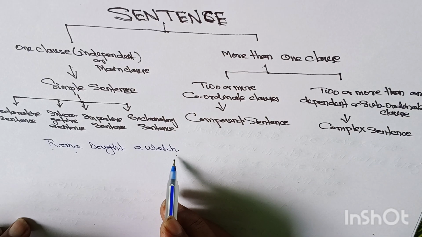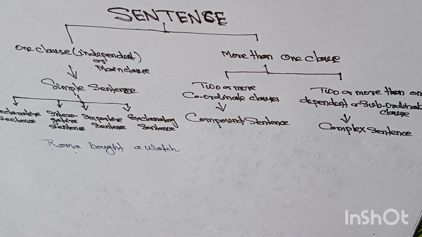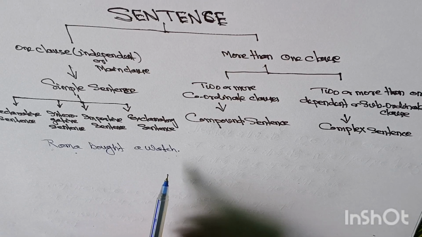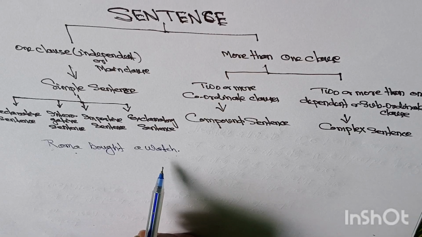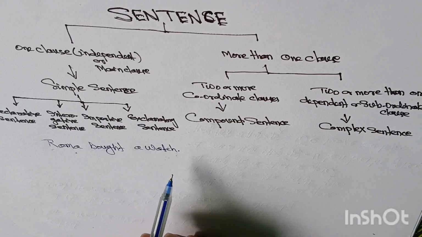Before that, you have to know what a clause is. Clause may be a sentence or a part of a sentence. So, in the sentence Rama bought a watch, it is a sentence. In that clause, Rama is the subject, bought a watch is the predicate.